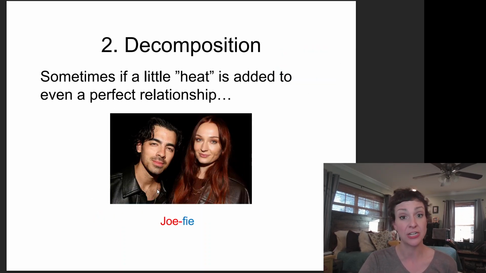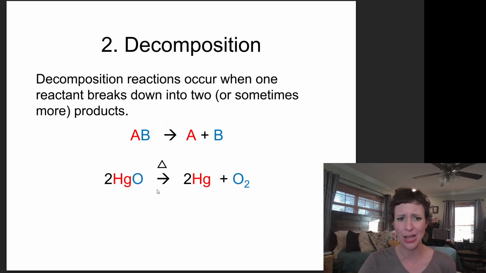And if you'll remember, I mentioned a little heat being added. A lot of these decomposition reactions have to happen with something to kind of kickstart it, like some heat or energy added.